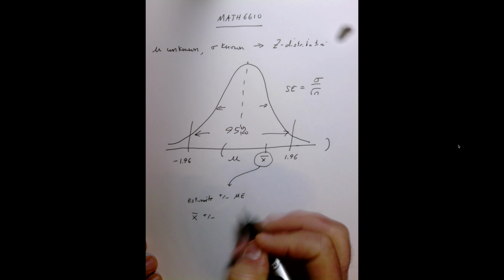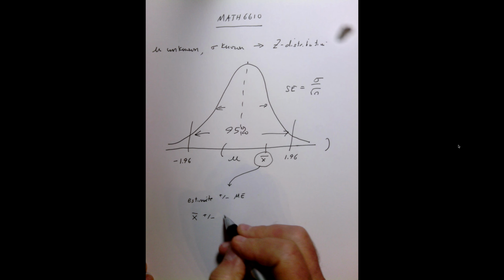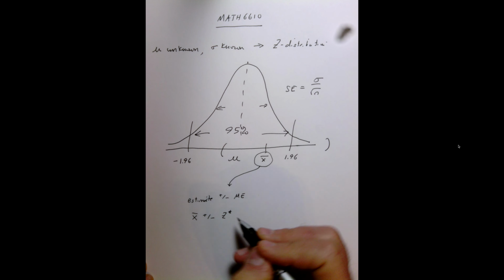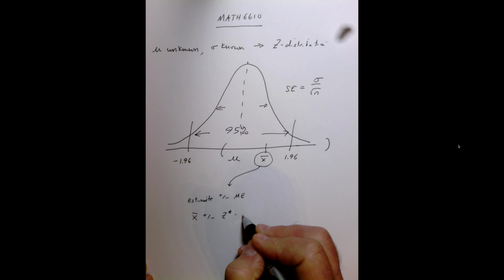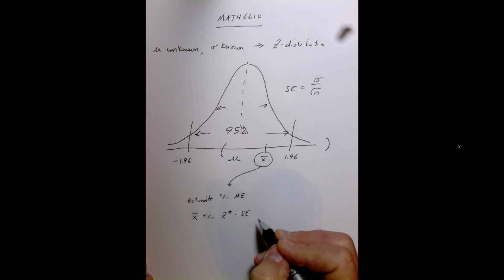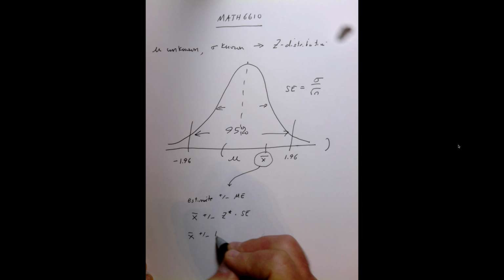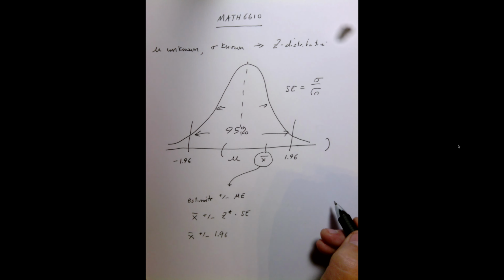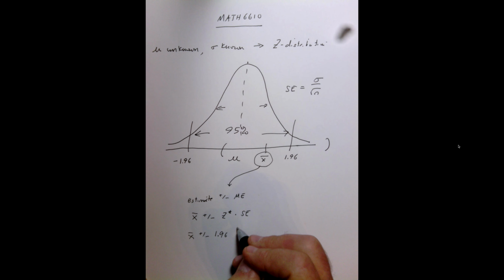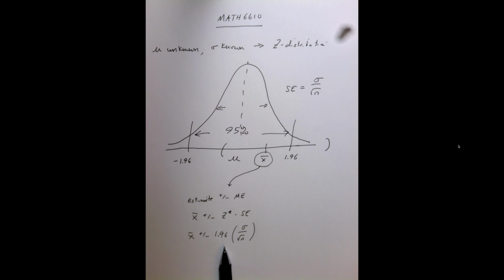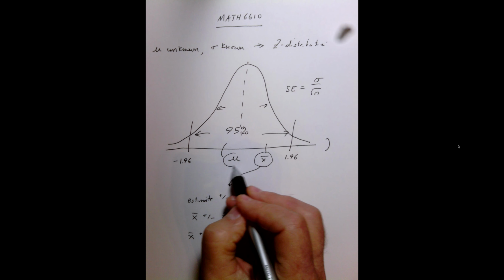Okay? So there we're going to have x bar. As I said in the previous video, the margin of error is defined by the z critical value times the standard error. So this will be x bar plus or minus z critical, which is 1.96 if we're focusing on a 95% confidence interval. And the standard error, of course, is sigma over the square root of n.